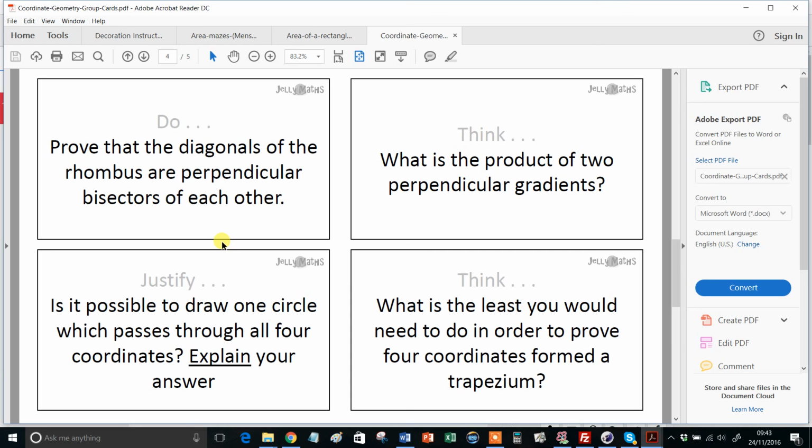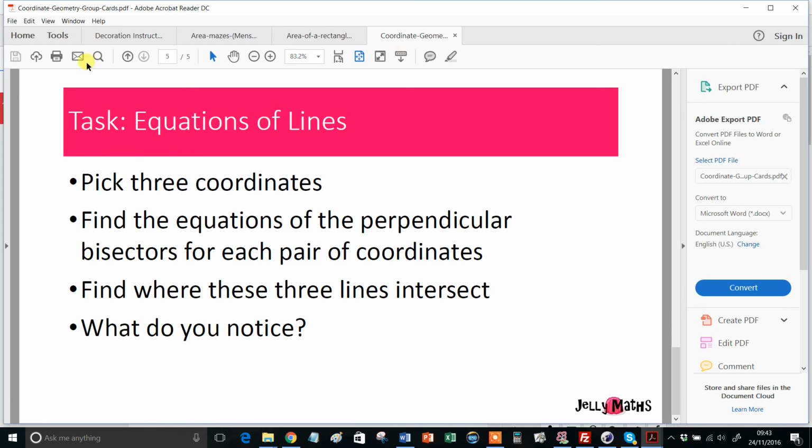And then if you're thinking, can life get any better than this? Well, there's just one final little task here, which is lovely. Pick any three coordinates, find the equation of the perpendicular bisectors through each of them, find where they intersect, and what do you notice? A lovely open-ended investigation for the students to take on. Again, it lends itself nicely to working in pairs or maybe groups of four. Students in groups could all pick three different coordinates, then compare their answers, check each other's answers and so on, and come up with some hypotheses about what's going on.